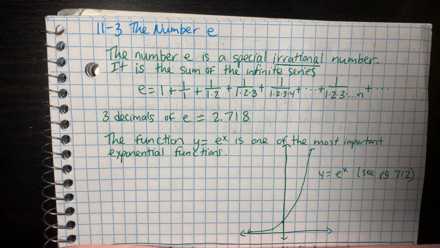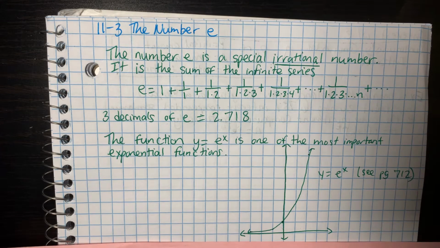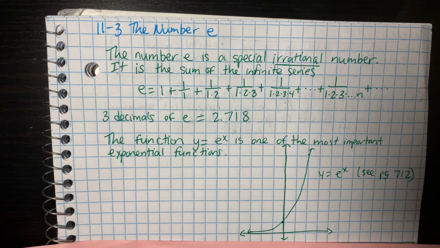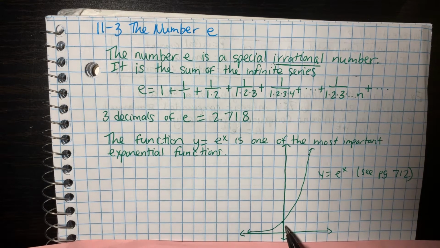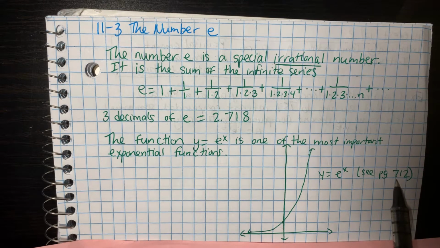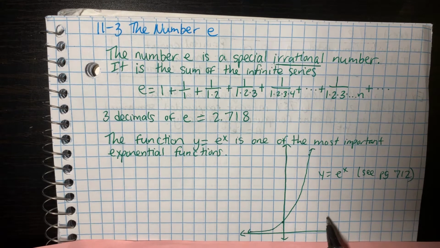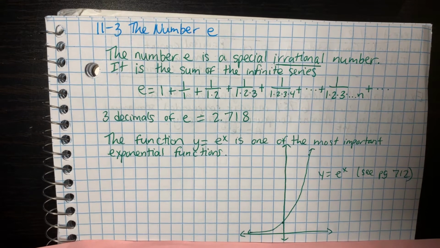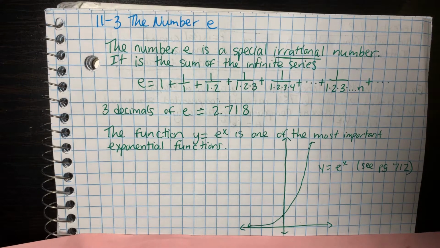The function y equals e to the x is one of the most important exponential functions. All right, here's kind of a sketch of it. Just like all of our other exponential functions, it's going to cross the y-axis at (0, 1). If you want to look on page 712 in your book, or you could graph it on a calculator to see a better example, but this is a pretty close sketch.